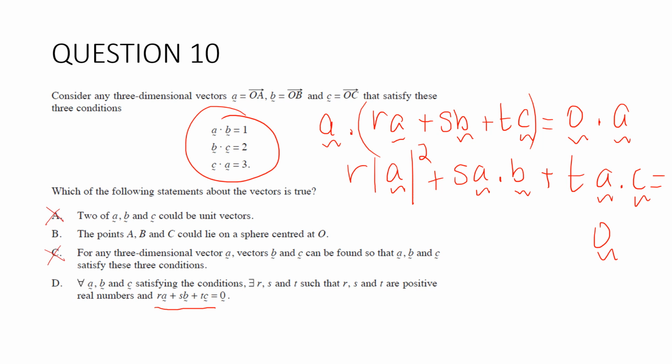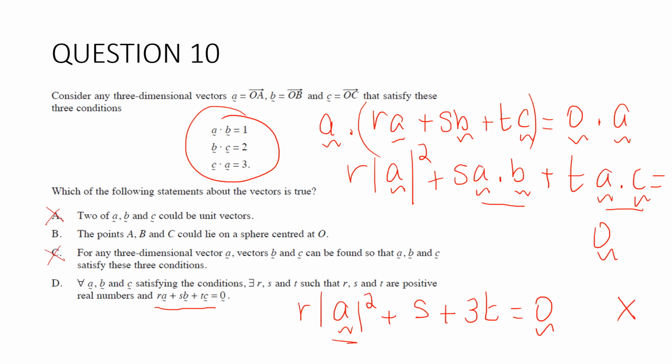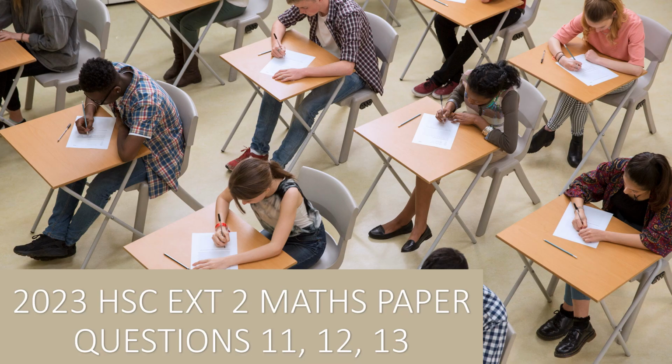Okay, we know A dot B is equal to 1, A dot C is equal to 3, so we have R magnitude of A all squared plus S plus 3T is equal to 0. And this can't be true because this is positive, R, S and T are positive, and something there has to be negative in order for it to equal 0. So D is out. Our answer is B. Okay, that's it. In our next video, we're going to cover questions 11, 12 and 13.